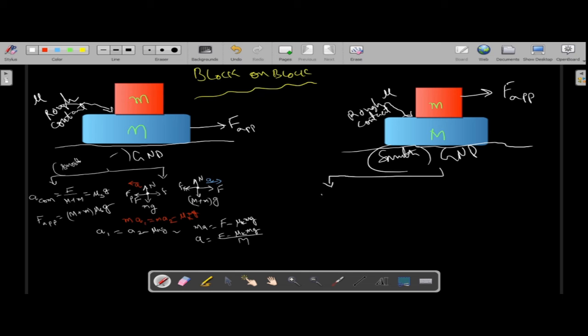First possibility: with common acceleration. Second possibility: with different accelerations. Let us see. Common acceleration means we can write down only the single formula F by (m plus M). Now for this particular case, mass into common acceleration must be equal to the force acting on the bottom one.